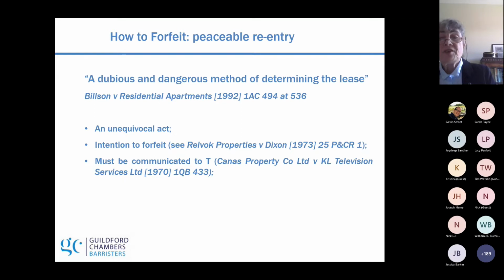In Relvok Properties v Dixon, the landlord changed the locks for security reasons because the tenant had absconded, and not surprisingly there it was held that there was no forfeiture because the landlord had no intention to elect to forfeit. A notice put up at the premises confirming that the landlord has forfeited will clarify any uncertainty, however. Finally, the forfeiture again must be communicated to the tenant. The act of re-entry can make this implicit, but it is sensible to put up a notice to that effect.